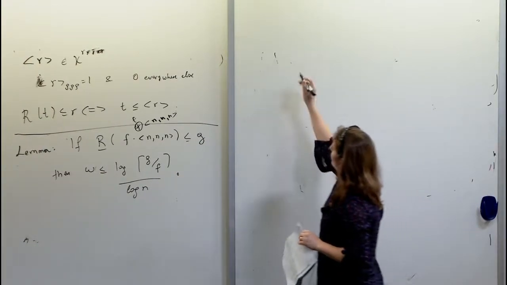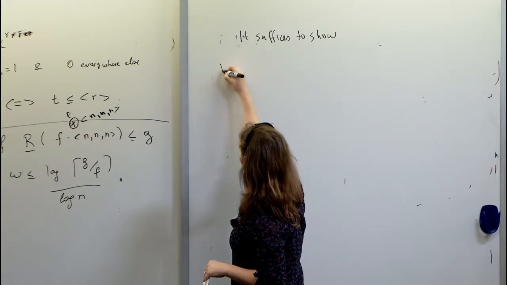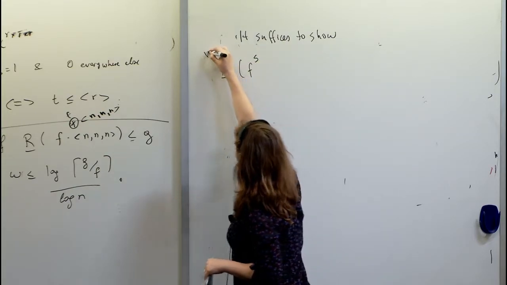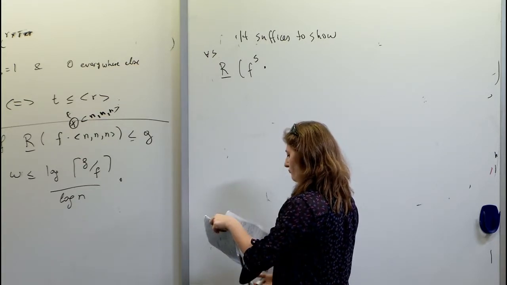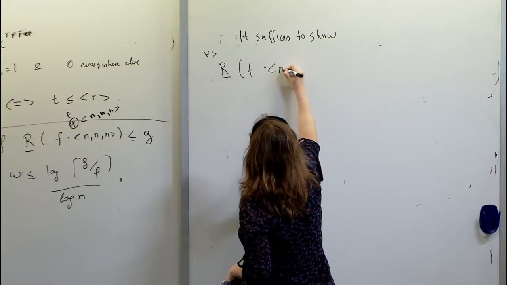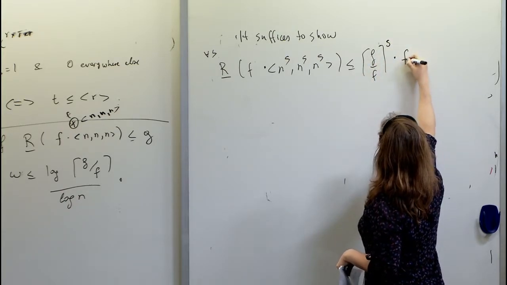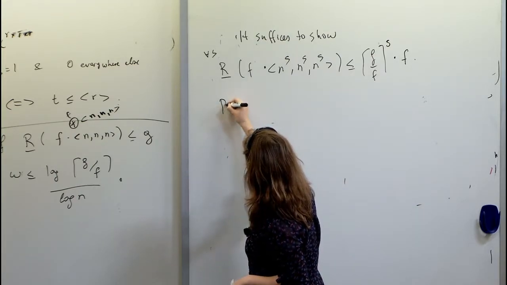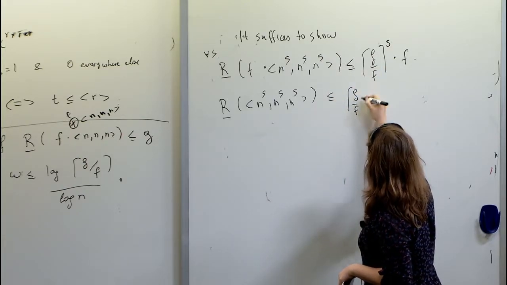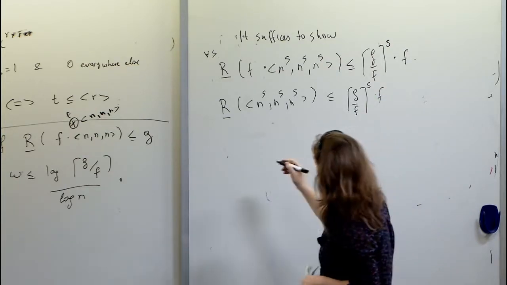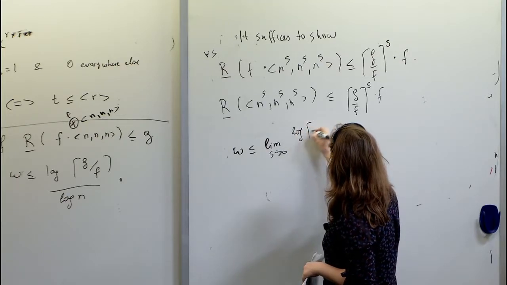to prove this, it suffices to show this, the border rank of, and the reason being is that then I'll get that the border rank of N to the S in particular is at most this. And then I can take limits, and I get that omega is at most the limit, as S goes to infinity, of this, G of F.